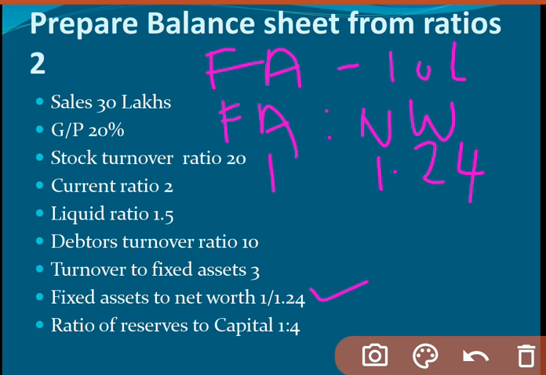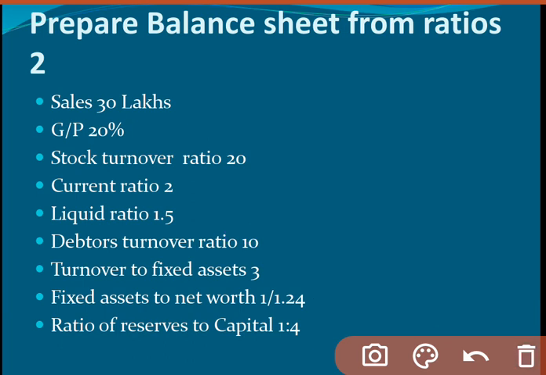So based on the fixed asset value we can find the value of net worth. Fixed asset is 10 lakhs and the value is 1, into net worth value 1.24. Okay, so the amount will be 10 lakhs divided by 1 into 1.24, which is equal to 12 lakhs 40,000. So we got the value of net worth as 12.4 lakhs. Okay, 12.4 lakhs is our net worth.